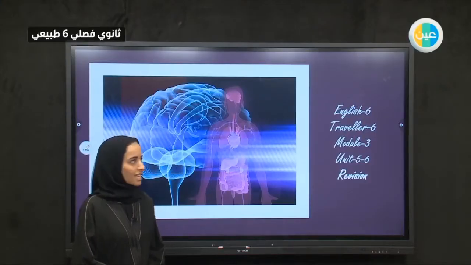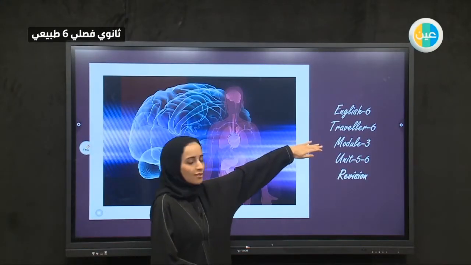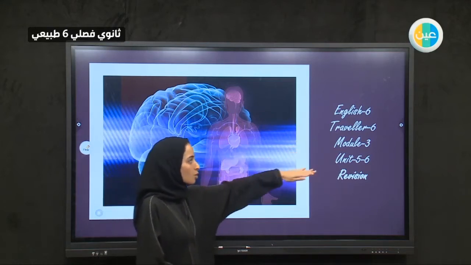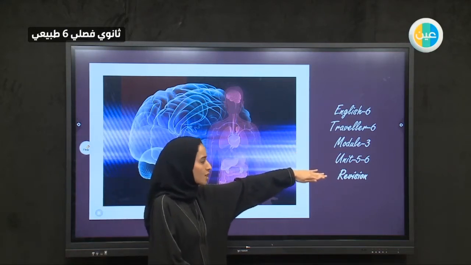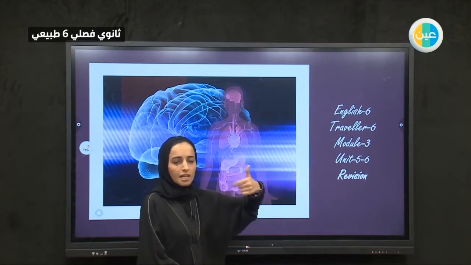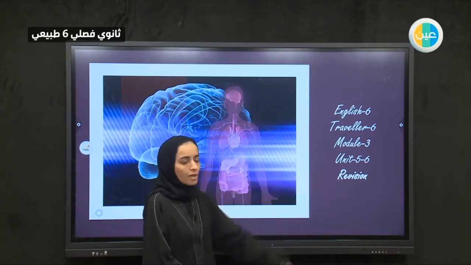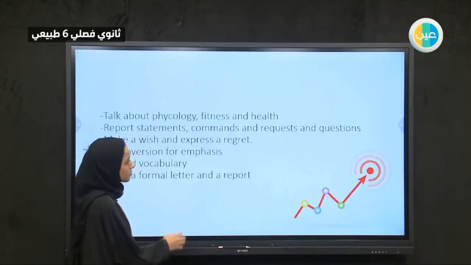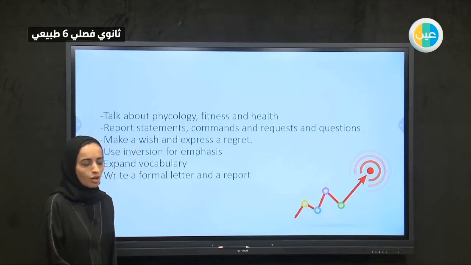This is your English class, English 6 from your book Traveler 6, module number 3, which is Body and Mind, and we will go over the two units, unit 5 and 6, the mind and the body. It's going to be a quick revision. So let's check your books first. Let's check the objectives on your books.